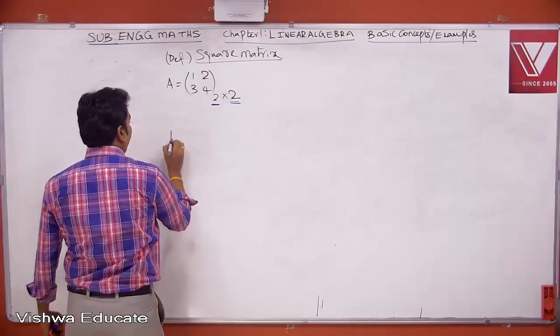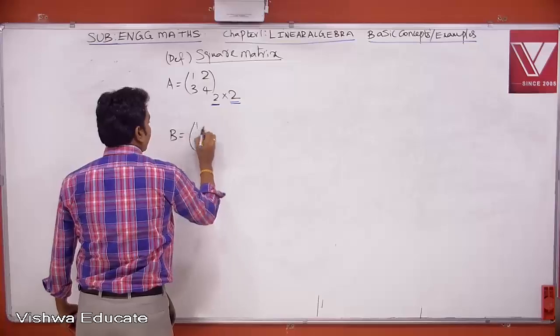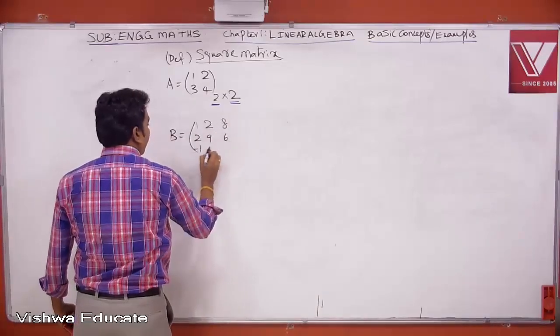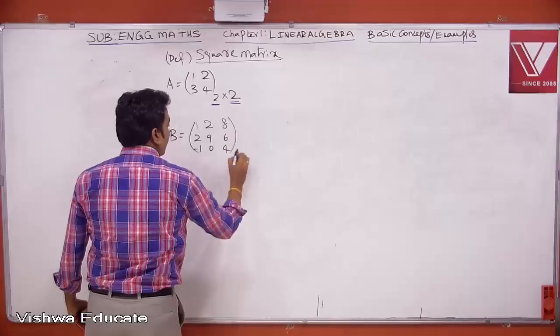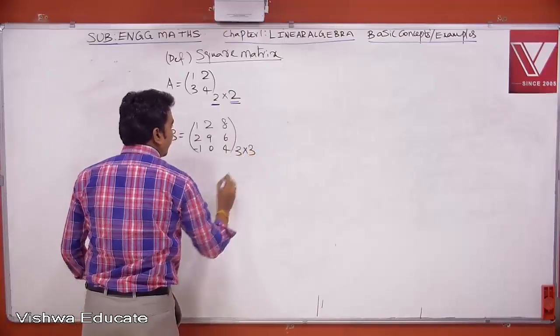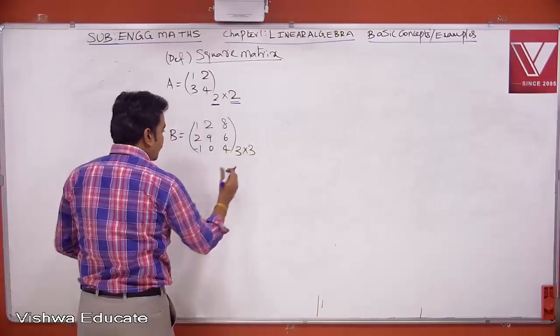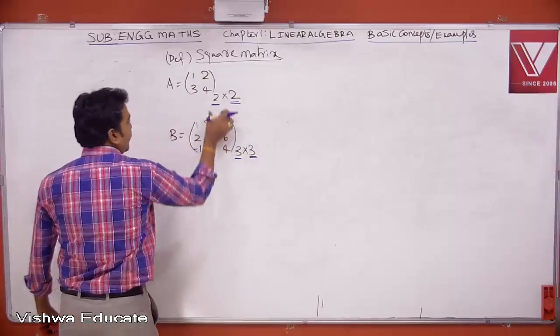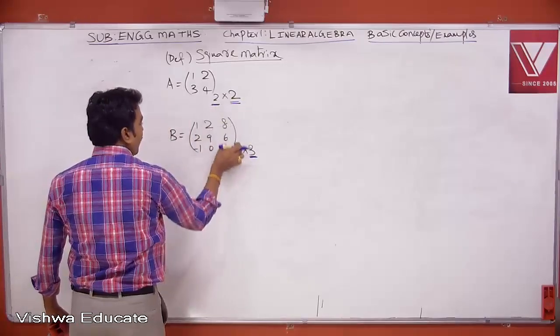Suppose I take a 3 by 3 matrix, suppose 1, 2, 8, 2, 9, 6, minus 1, 0, 4. Now the size of this matrix is 3 by 3. In this case, the number of rows and number of columns are the same. So these two are examples of square matrices.